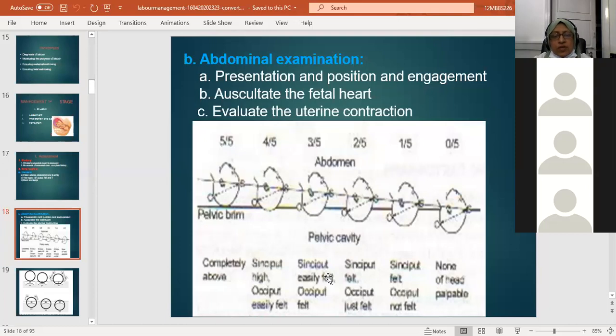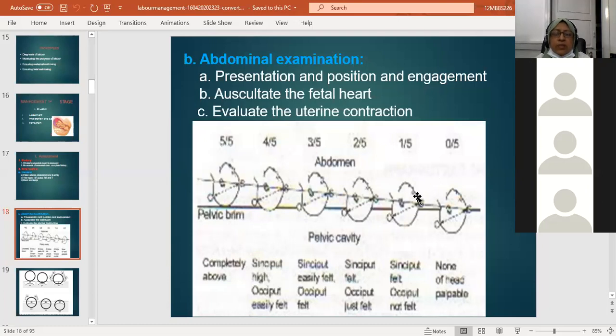Then the pawlik grip, in which we assess how many fifths of the head are palpable above the pelvic rim. If the whole of the head is palpable above the pelvic rim, then we call it 5 by 5 palpable. If some part of the head has entered the maternal pelvis, we call it 4 by 5 palpable. If the major portion has entered, it is 3 by 5 or 2 by 5 palpable. If it is not palpable, we call it 1 by 5 or 0 by 5 palpable. 0 by 5 or 1 by 5 is a fully engaged head.